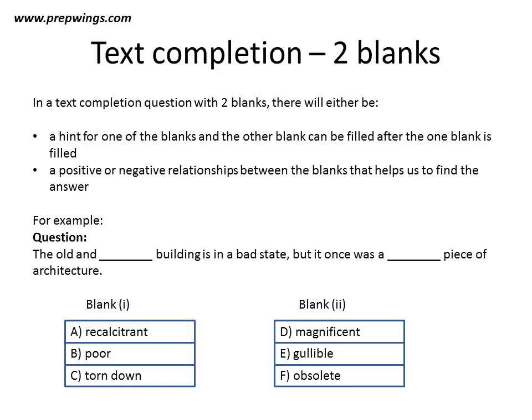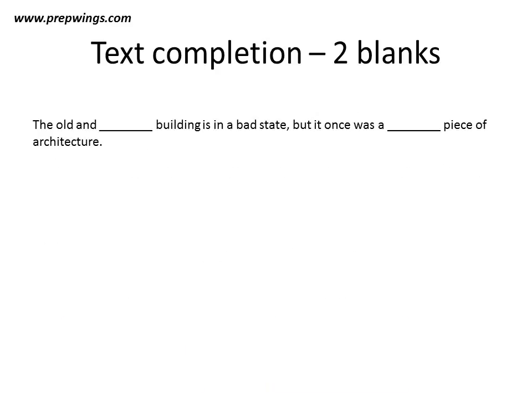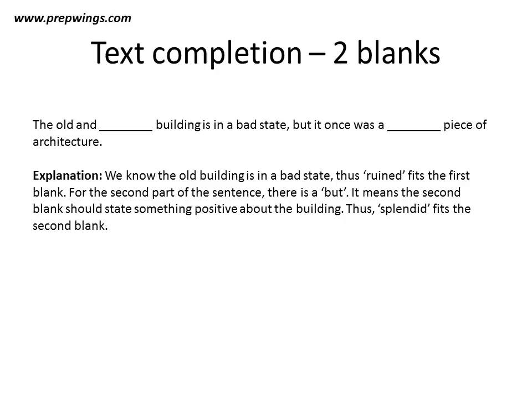Now first we will understand the sentence and try to fill the blanks with our own words. The old and dash building is in a bad state, but it was once a dash piece of architecture. Here we know that the building is old and it is in a bad state. So we can fill ruin for the first blank. So we can say the old and ruined building is in a bad state.